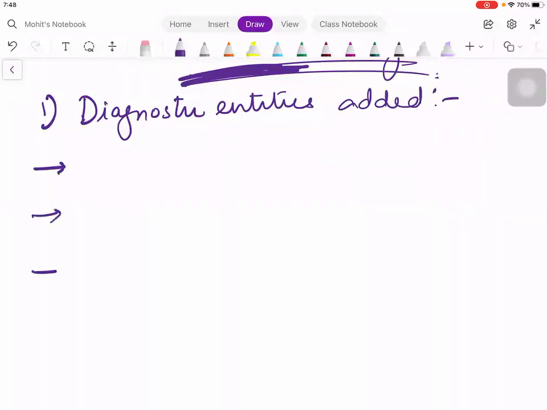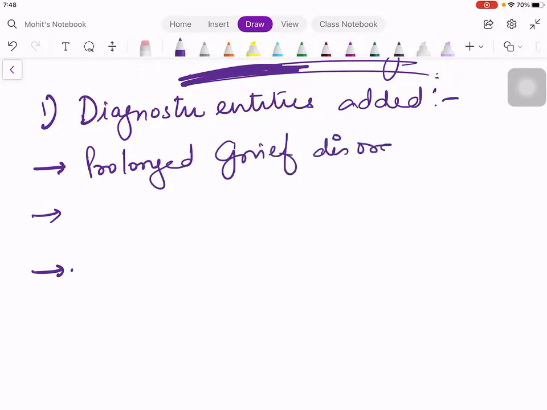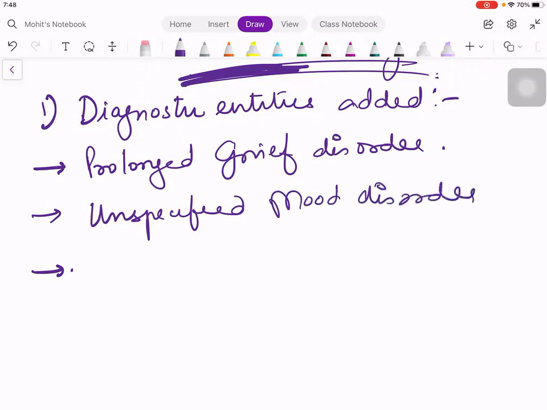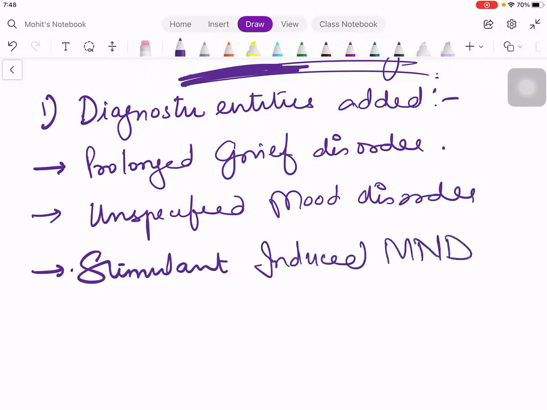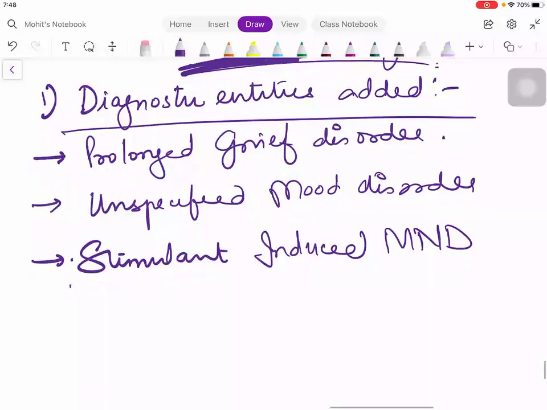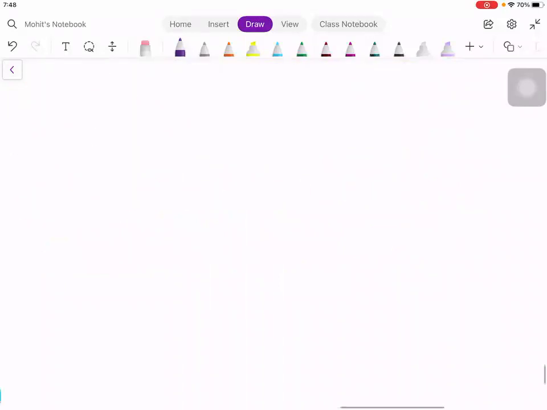These are three: prolonged grief disorder, unspecified mood disorder, stimulant induced mild neurocognitive disorder. The three diagnostic categories have been added in your DSM-5 TR. Now, what these are, let's just have a quick look.